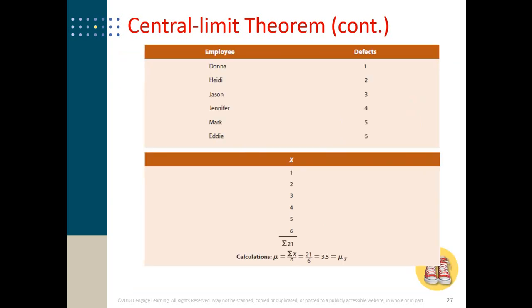Look at this one. We have 6 employees: Donna, Heidi, Jason, Jennifer, Mark, and Eddie. They are actually quality control employees. They find out how many products have defects. So Donna finds 1 defect, Heidi finds 2, Jason 3, Jennifer 4, Mark 5, and Eddie 6. Okay, so this is our sample, and the sum of these observations is 21, and the average of these observations is 3.5.